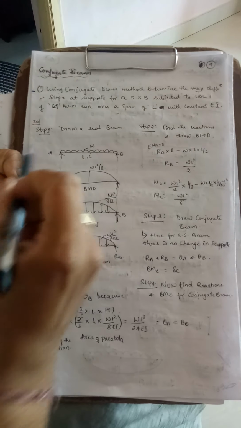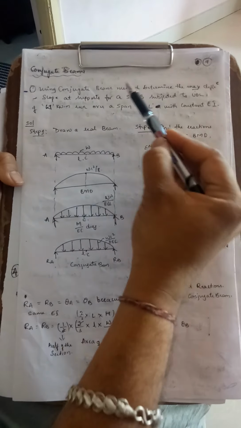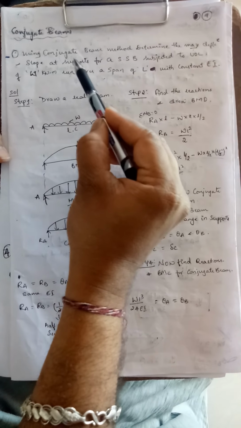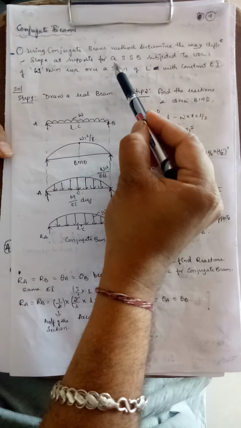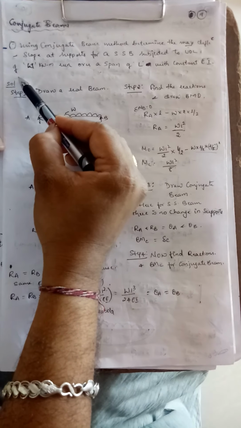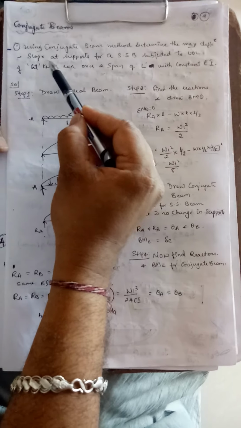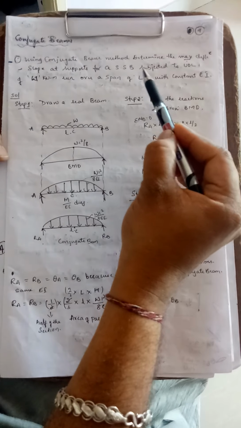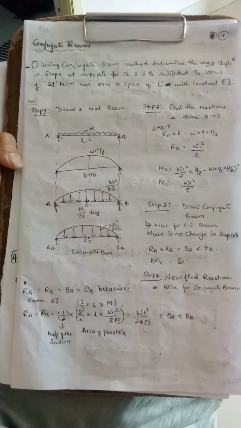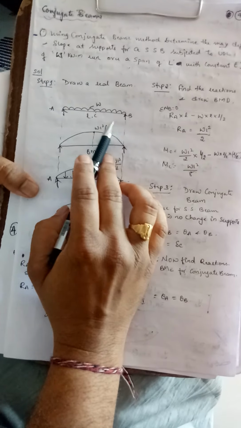Next problem. Using the conjugate beam method, determine the maximum deflection and the slope at supports for a simply supported beam subjected to UDL of W kN per meter run over the span of length L with constant EI. Okay, so this is the question he has given.